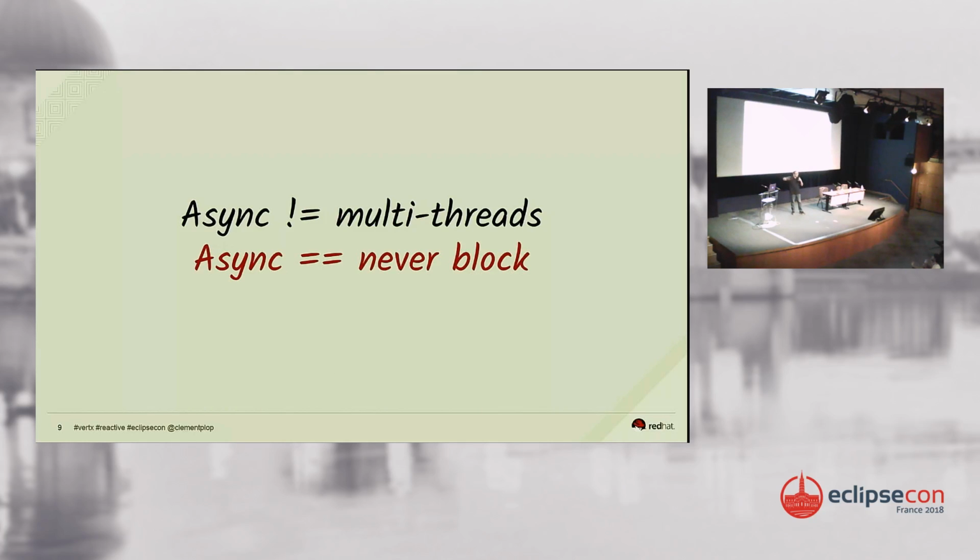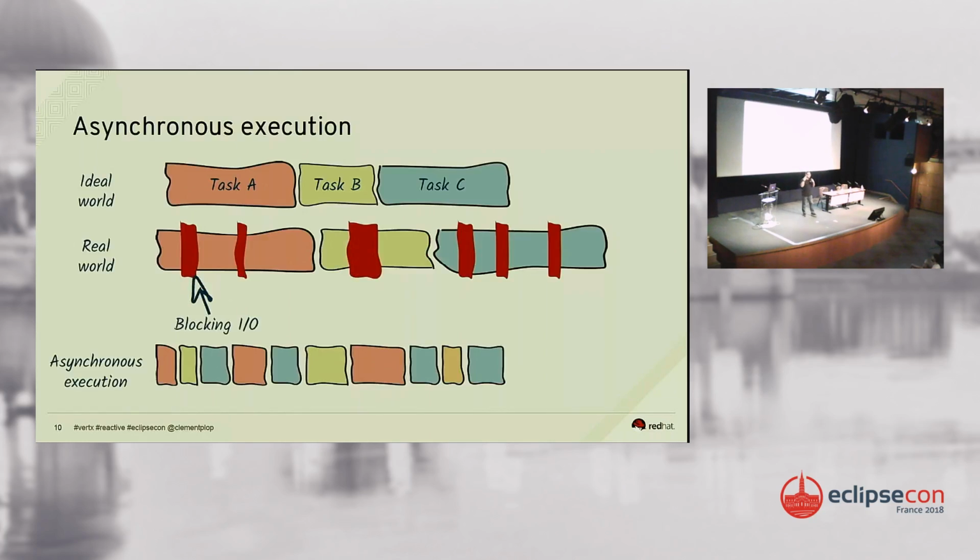This is what we have been doing for years, and this doesn't work. This limits your scalability. Asynchronous means never block. Because if you use threads, then you are going to spend lots of time waiting and waiting and waiting. And to handle concurrent requests, you need to have many, many threads. This is going to consume memory and CPU cycles because of the context switch. It's not going to work.